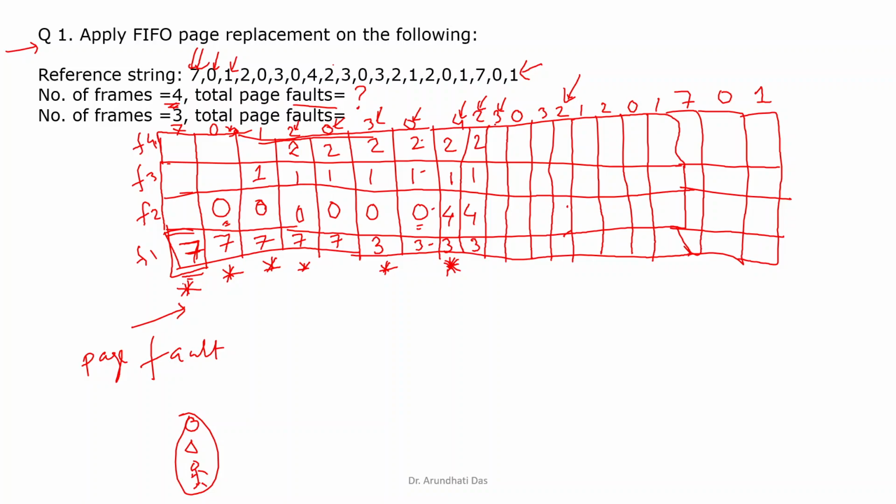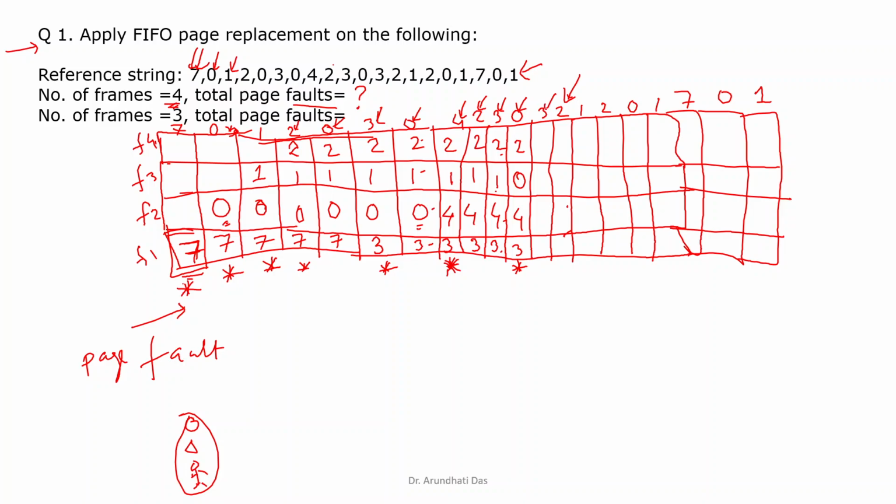Next page request is 3. Whether it is there? Yes, so no page fault. I will write as it is. The next request is 0. Whether it is there in the main memory? No, so page fault will occur. Which page will I replace now? The page which has come the first. Among 2, 1, 4 and 3, 1 is the one which has come at the beginning of all these 4. Okay, so now I will replace 1 with 0. So the rest will be as it is.